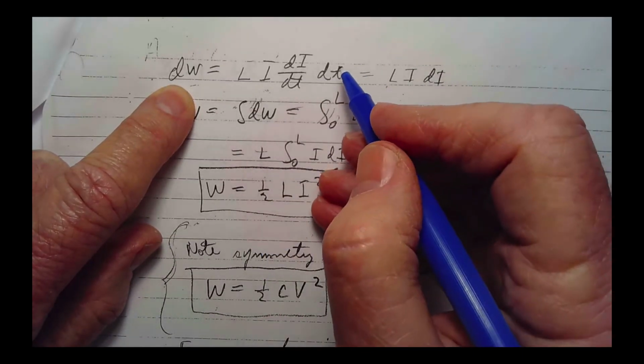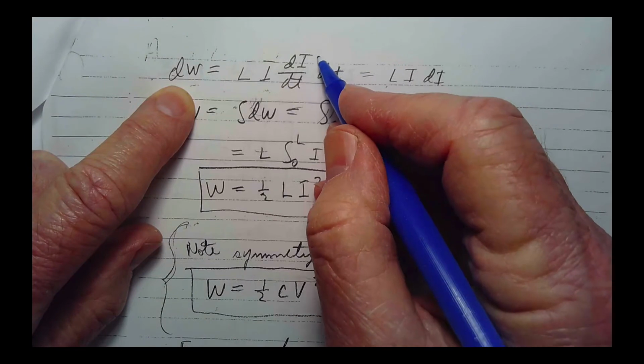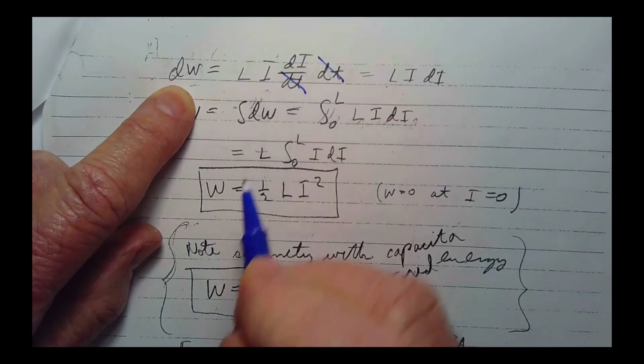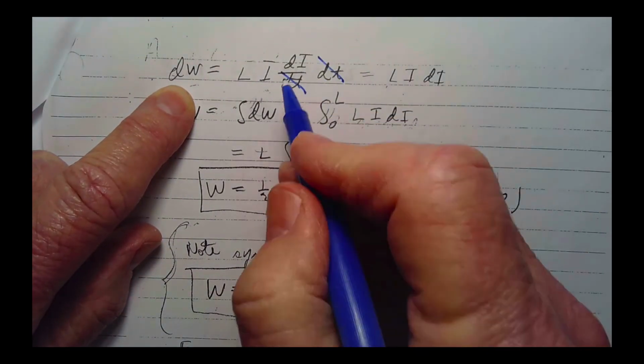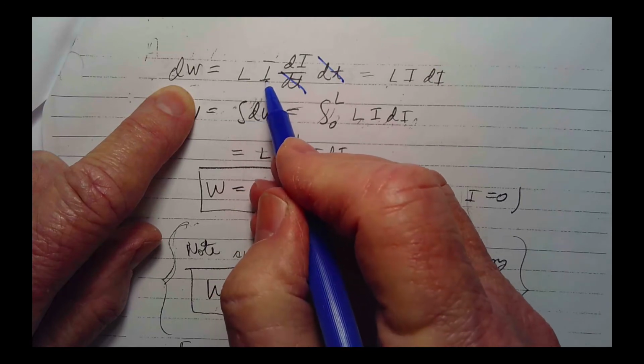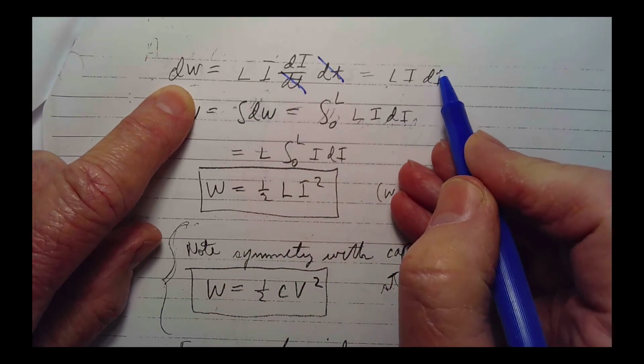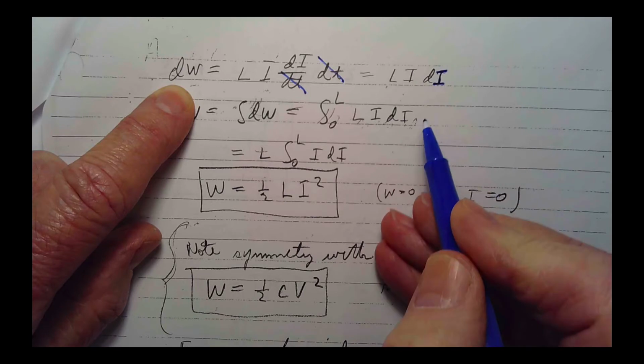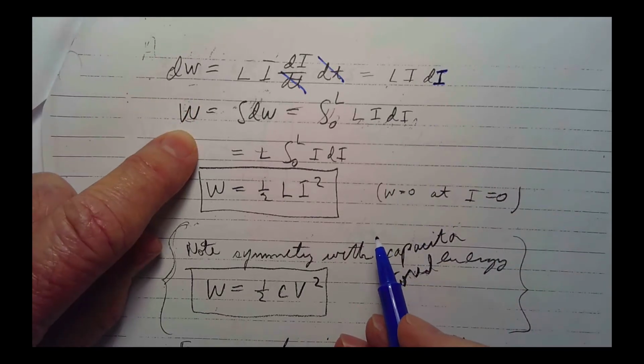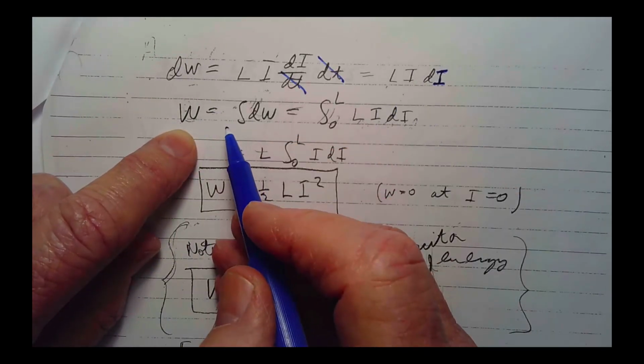Okay. So tell your calculus teacher to hide his eyes. I'm going to cancel that dt with that dt. So that's L times I times di. Calculus teachers, it's okay. That's formal symbolism. Okay. So that's dW. I want the work.